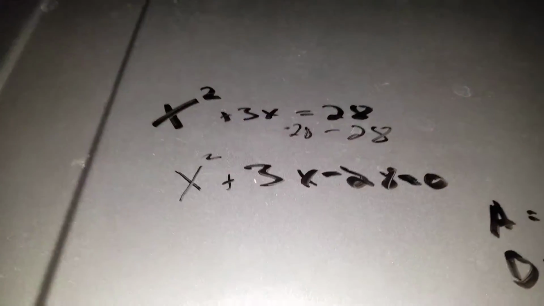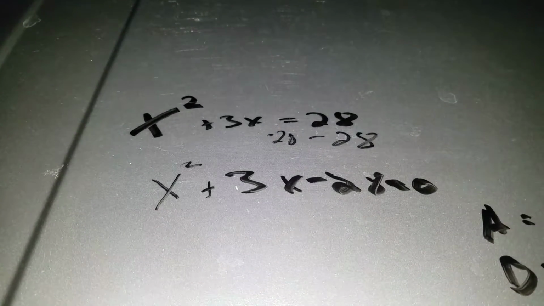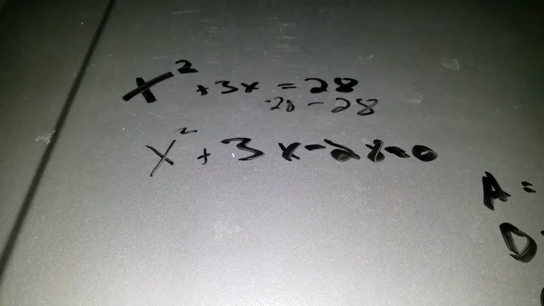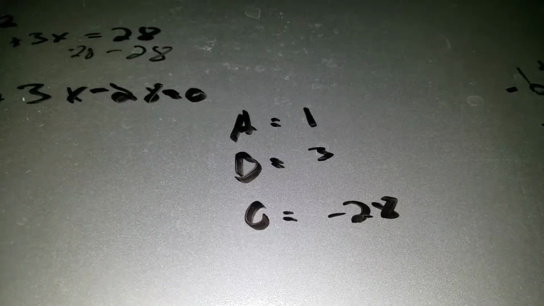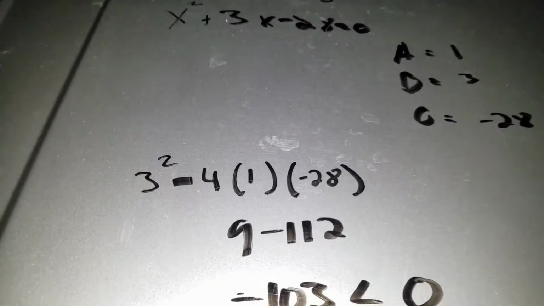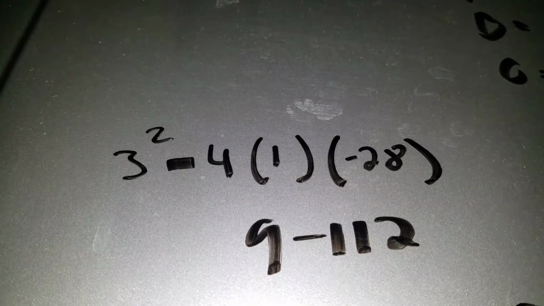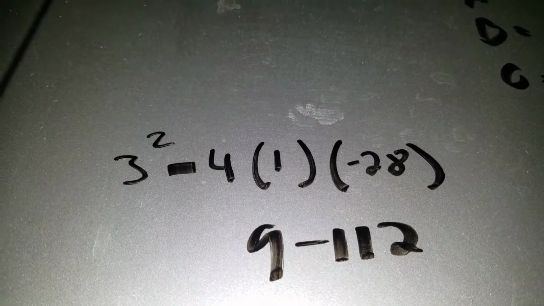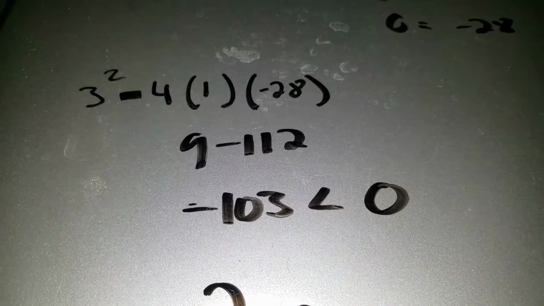The problem is x squared plus 3x equals 28. You want it equal to 0, so you subtract 28 from both sides, and you get x squared plus 3x minus 28 equals 0. Your a, b, and c values are 1, 3, and negative 28. You do your 3 squared minus 4 times 1 times negative 28. You get 9 minus negative 112, which is 121... and 103 is less than 0. So it's two imaginary solutions.